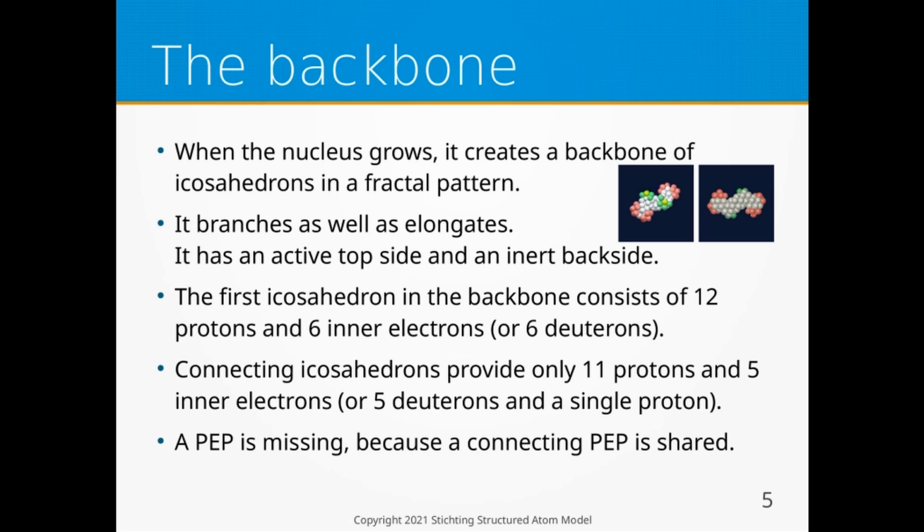As a consequence, the growing nucleus creates a backbone of connected icosahedrons in a fractal pattern. This structure branches, as well as elongates, to prevent colliding branches as long as possible. Because of the positioning of the growth points, the overall structure has an active top side and an inert backside.